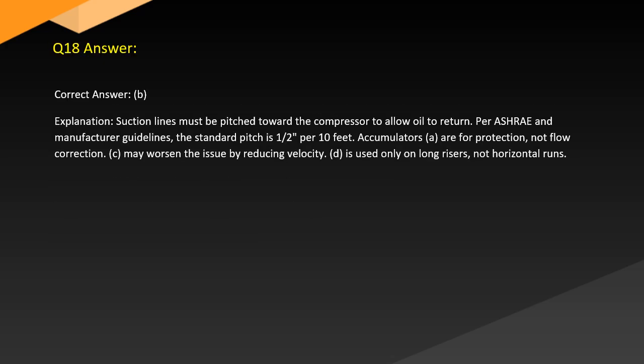Answer. Correct answer: B. Explanation. Suction lines must be pitched toward the compressor to allow oil to return. Per ASHRAE and manufacturer guidelines, the standard pitch is 1 inch per 10 feet. Accumulators, A, are for protection, not flow correction. C may worsen the issue by reducing velocity. D is used only on long risers, not horizontal runs.